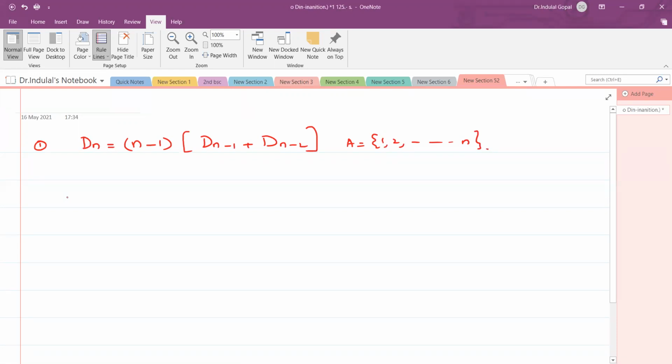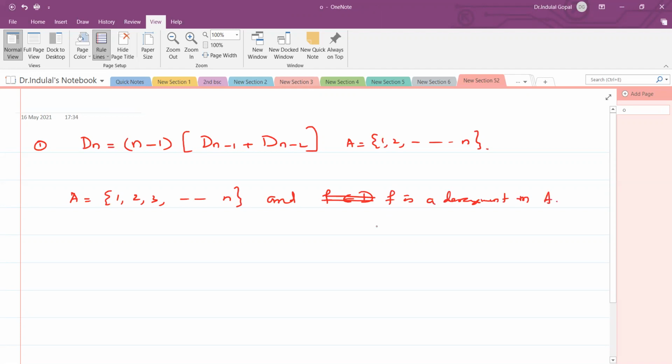So let us start with the set capital A equal to the set 1, 2, 3, etc., n, and let f be a derangement. That is, f belongs to the set of derangements on capital A.